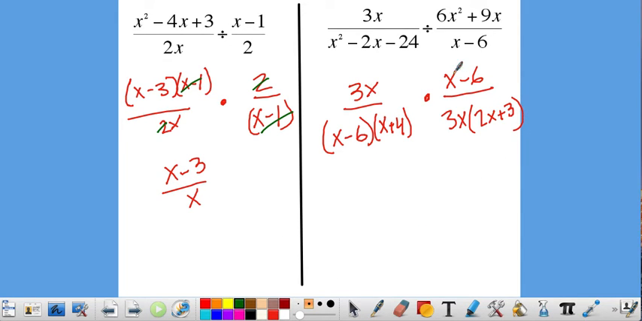Let's see what cancels. x minus 6 does, 3x does. If we're left with nothing on top, we just put a 1. x plus 4 times 2x plus 3 on bottom, and we can stop there.